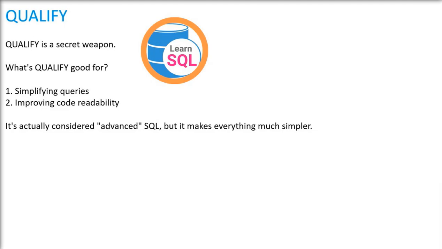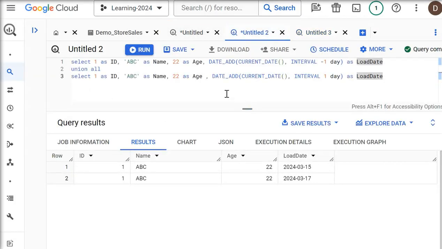So guys, let's move to the BigQuery environment. Here I have created an example for you. In this example, you can see we have four columns: ID, name, age and load date. Now the business wants you to upload the latest record into the system. So here I am going to create one row for this demo.